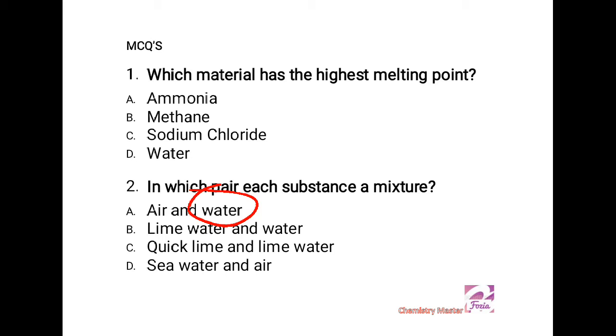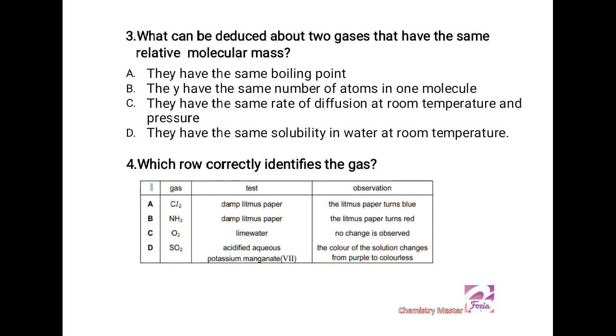When we see lime water and water, again the lime water is a mixture of calcium hydroxide and water, which is a compound. Option C, quicklime, calcium oxide, is a compound, and again lime water is a mixture. But when we see option number D, seawater is a mixture of so many minerals in water, and air is a mixture of gases. So the choice is yours.